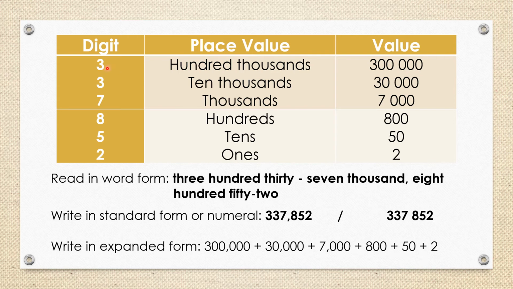300,000. So 3 multiplied by 100,000, and that would be 300,000. 3 multiplied by 10,000, that would be 30,000. 7, if you read 7,000, that is its value. 800, so 800. 5 tens, so 5 times 10, that would be 50, then 2 ones.